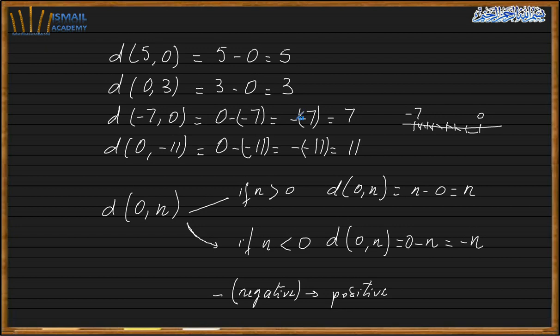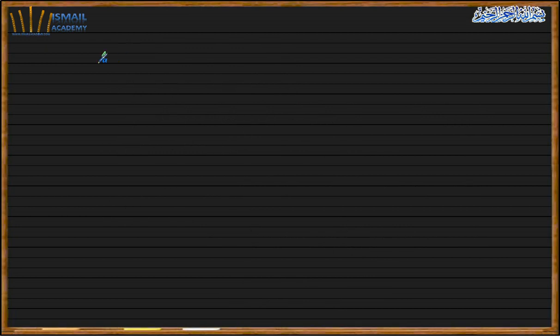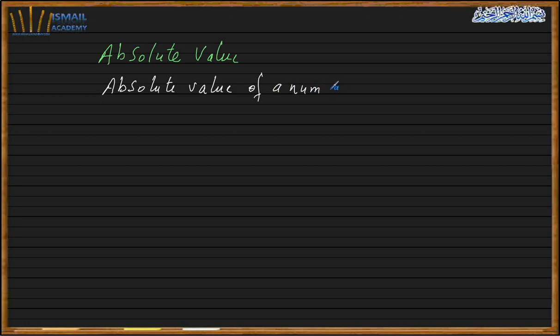What is absolute value, in fact? The absolute value of a number n is the distance between n and 0.